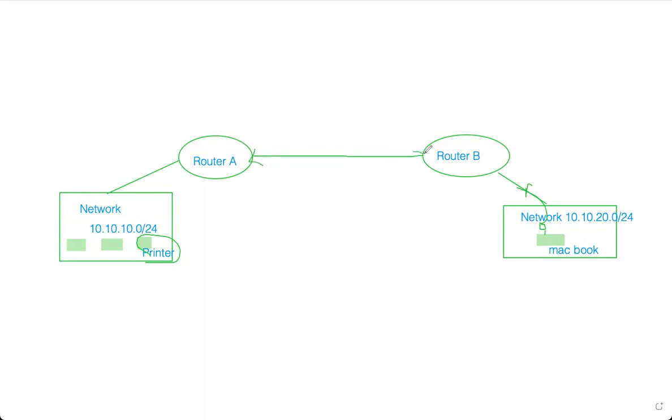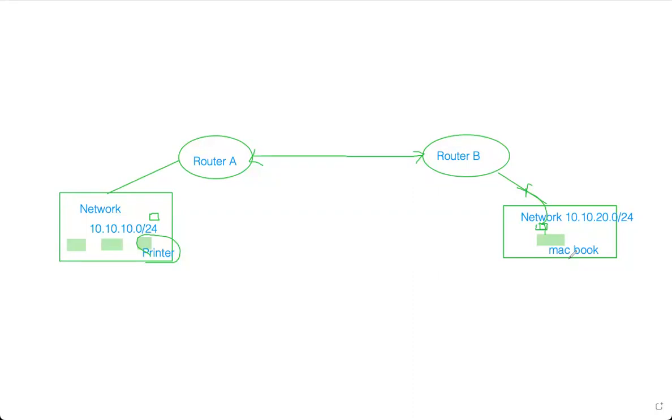Now let's talk about this. There is a switch here, and there is a switch here. Can this printer talk to the MacBook without a router, guys? No, because they are in different networks. Because of different networks, they cannot communicate.